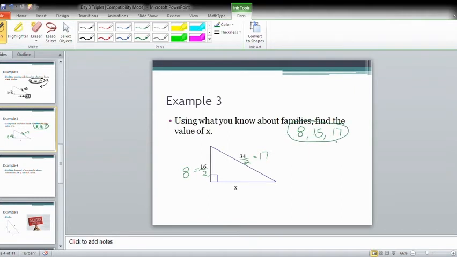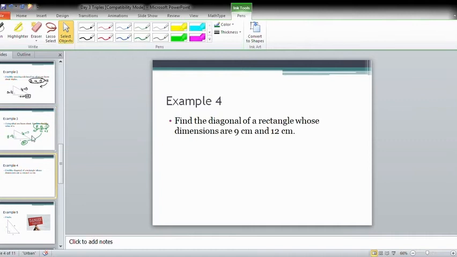All right, so 8, 15, 17 is a family, which means we're in a multiple of 2, right? So 8 times 2 gave us 16, and 17 times 2 gave us our hypotenuse of 34. So we're going to multiply 15 by 2 to give us 30. All right. Pretty nice trick, right?